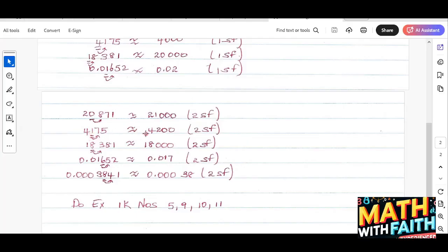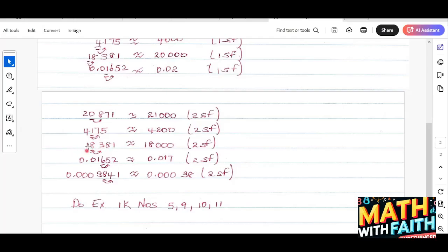So this is approximately 4,200. It can't just be 200 or 2, right? It has to be 4,200. You have to put back this 4, right? Because we want to keep the numbers close by, right? So you have to keep the 4. It's 4,200, right?